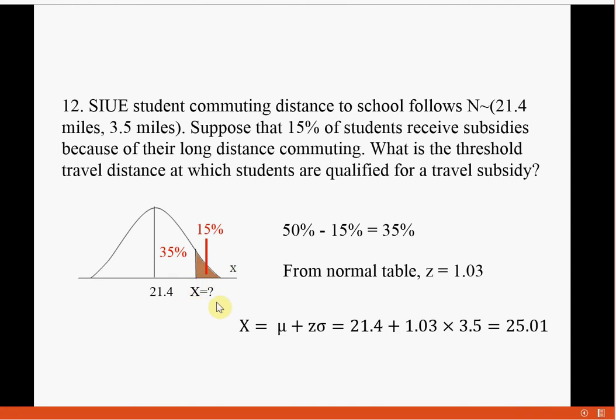There's a simple way to check your answer. This value is located to the right of the mean, so it has to be larger than 21.4. These are the questions where we use a normal table to help us do the calculation.